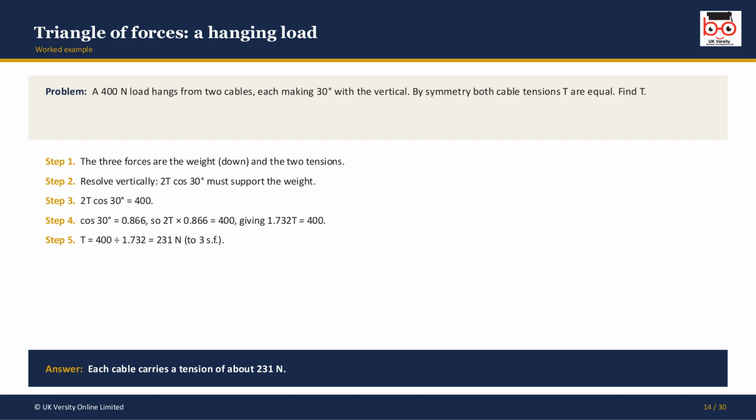Balancing vertically, the upward parts of the two tensions must carry the weight, so 2T times the cosine of 30 degrees equals 400. The cosine of 30 degrees is 0.866, which gives 1.732T equals 400, so T is 400 divided by 1.732, about 231 newtons.